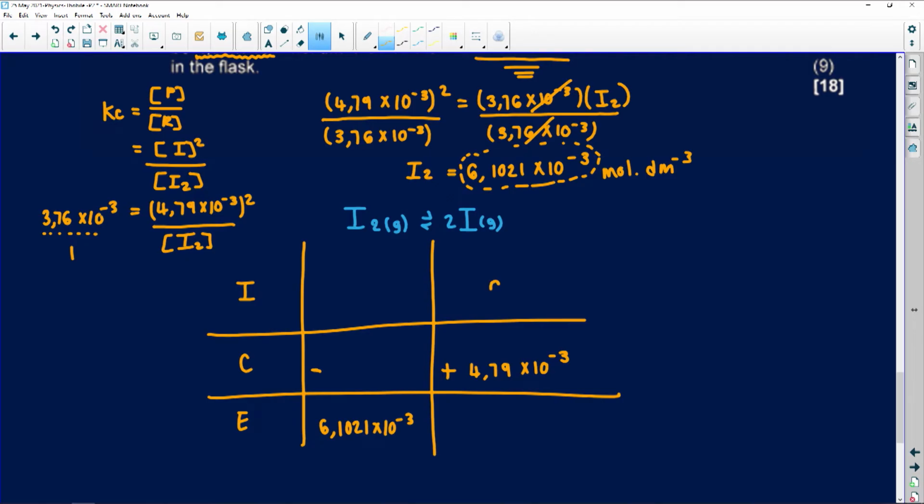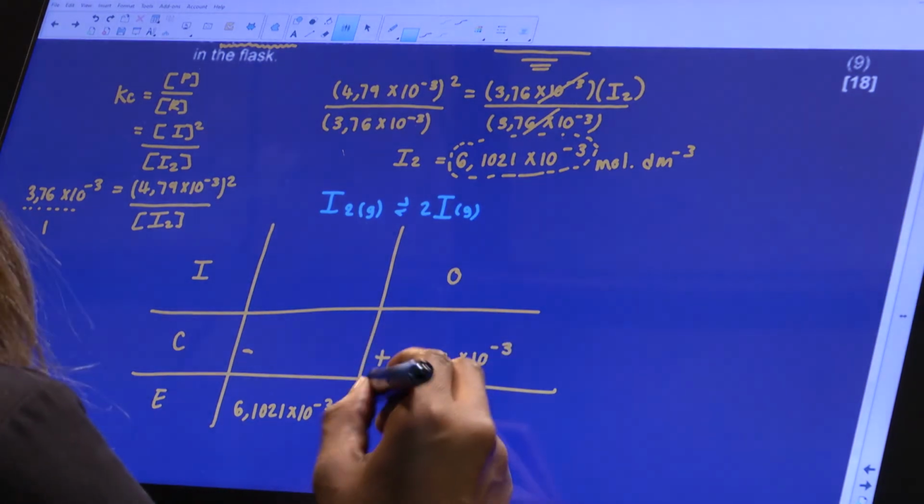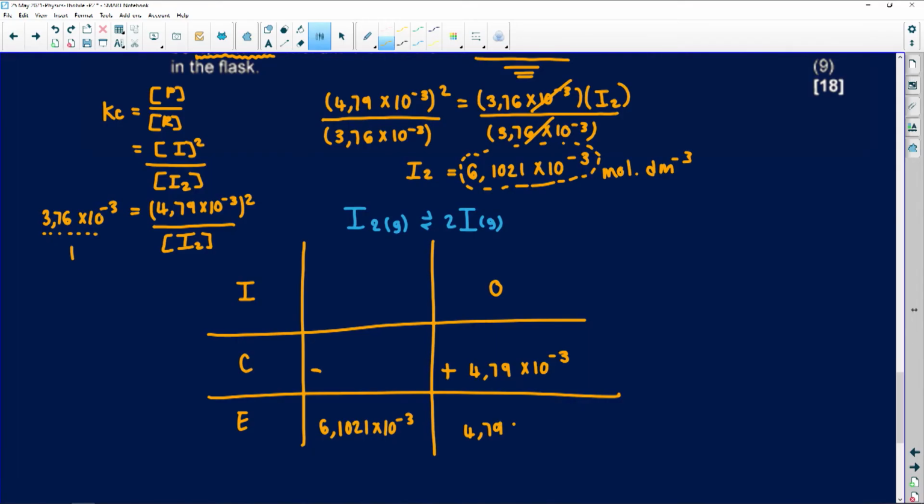Initially, I didn't have any products because remember, when you start a reaction, you've got no products, only reactants. So that would be 0. Now 0 plus 4.79 times 10 to the negative 3 will give you 4.79 times 10 to the negative 3. Now we're going to have to use mole ratios. This is how this works. Here I've got 2 moles, so 2 moles is equal to 4.79 times 10 to the negative 3. I want to find how much was 1 mole. If 2 moles is 4.79 times 10 to the negative 3, I'm going to divide that by 2 so that I can find the value of 1 mole, which will come here.